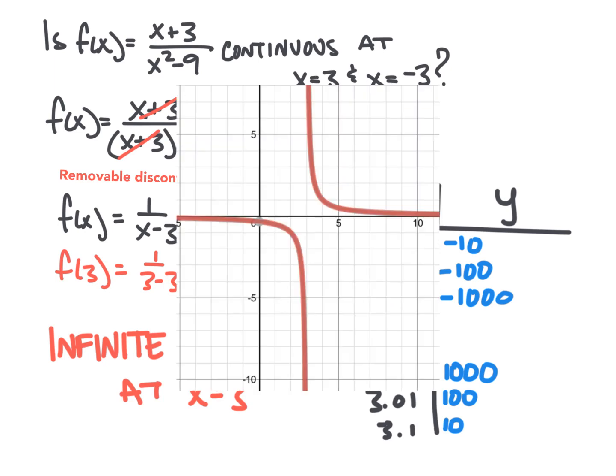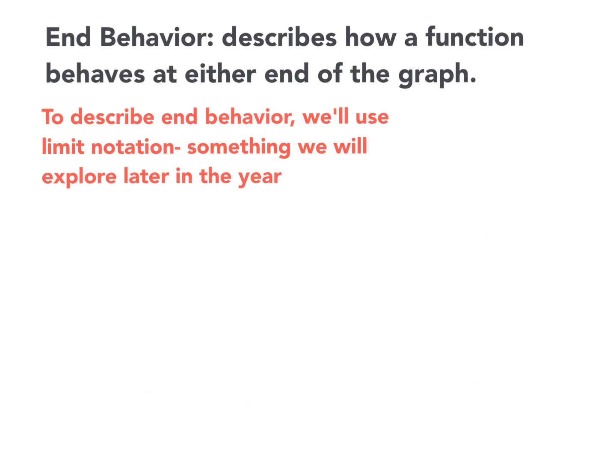For the sake of the notes, here's a graph. You see, just like as the table suggests, here's x equals 3. As the graph approaches 3 from the left, it goes off to negative infinity, and from the right, it goes off to positive infinity. The next section of the notes is end behavior, which just describes how a function behaves at the end of the graph. And to describe end behavior, we'll use limit notation, something that we'll explain later in the year as we get closer and closer to calculus. But here's what it looks like.